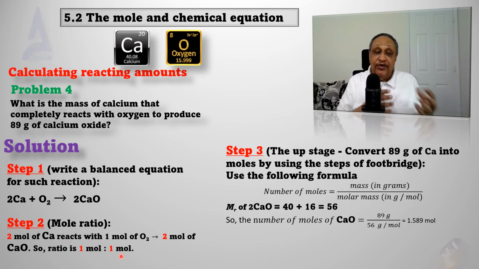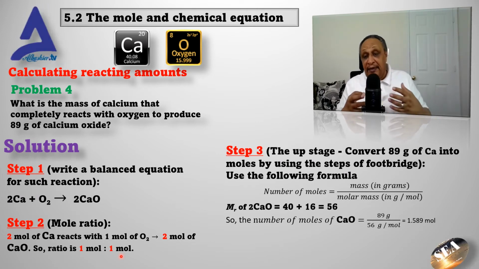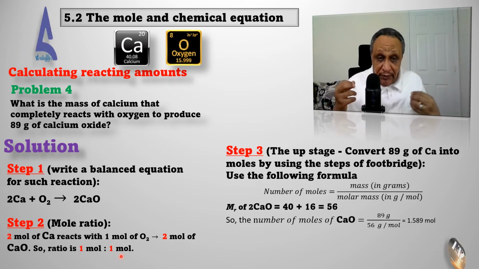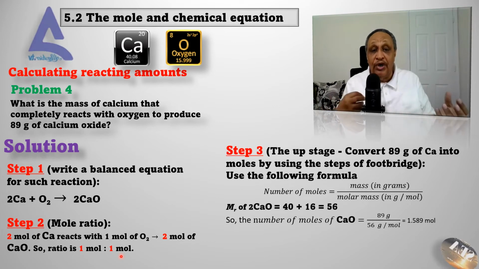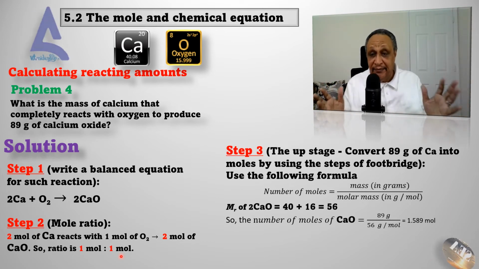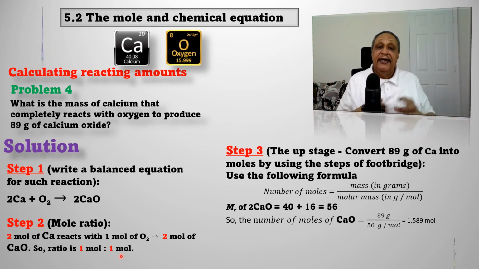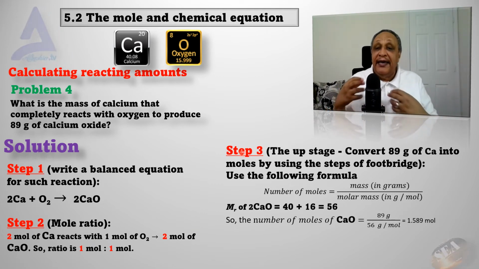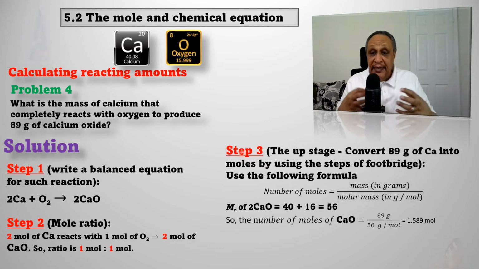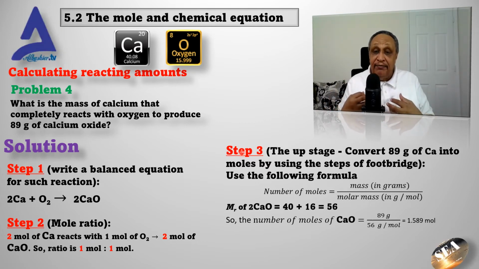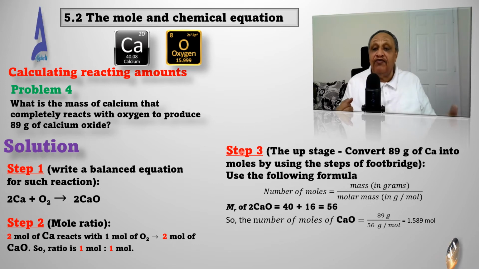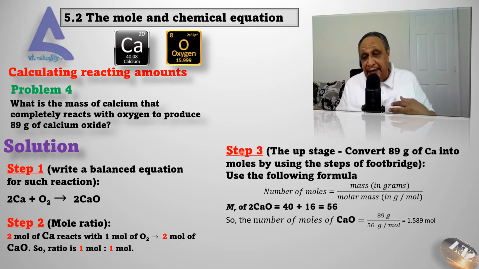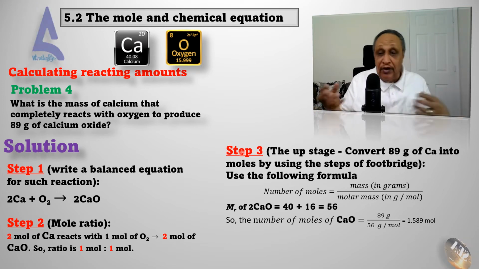Okay, so now I found the suitable ratio, which is 2 to 2 or 1 to 1. It is the same, equivalent. Now step 3 is the important step, because here I have to come out with a number of moles of one of my elements or compounds, the reactants or the product.